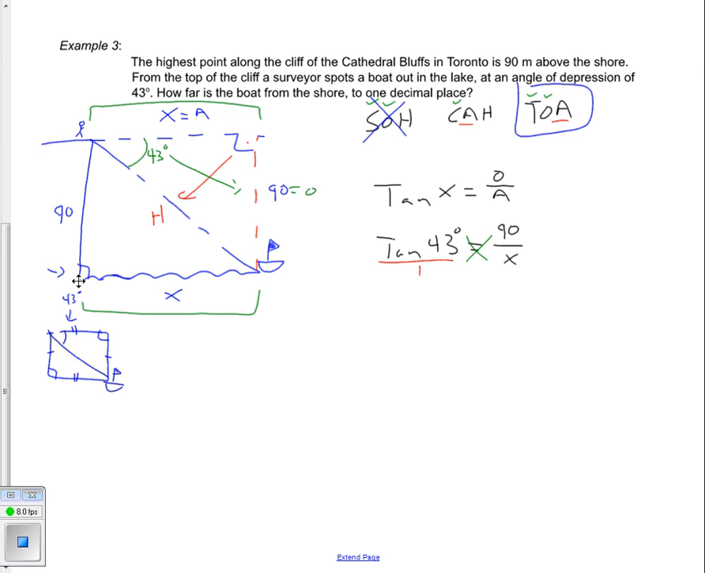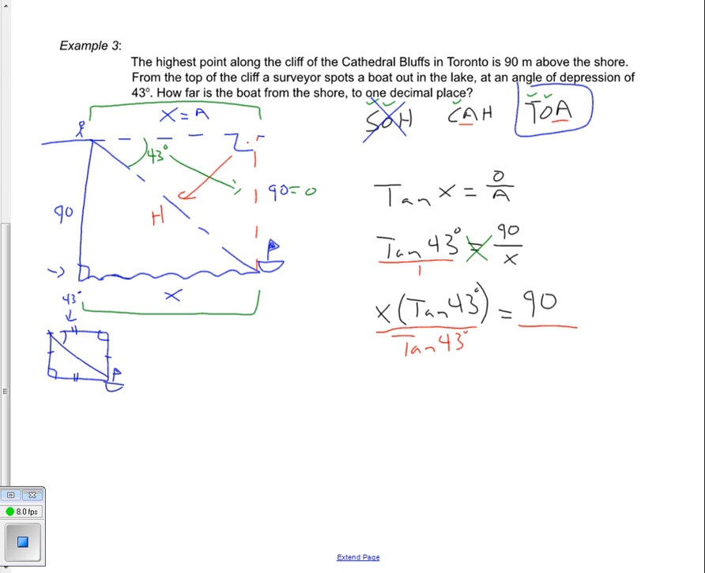Okay, well that's going to give us x times tan of 43 degrees is going to be equal to 1 times 90, and 1 times 90 is just 90. Okay, so now we've got to get x all by itself. Well, in order to get the x term all by itself, right now it's being multiplied by tan 43 degrees. So we actually have to divide both sides by tan 43 degrees.